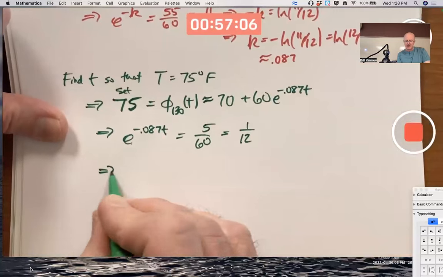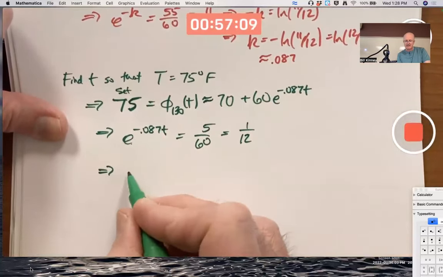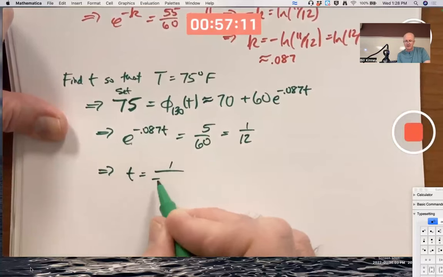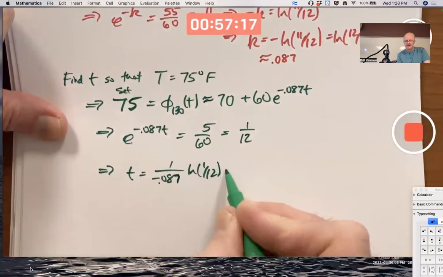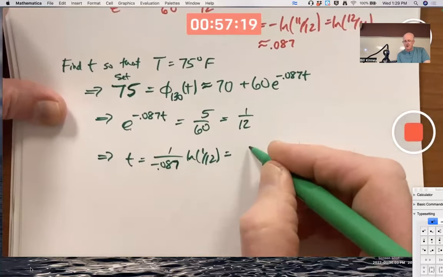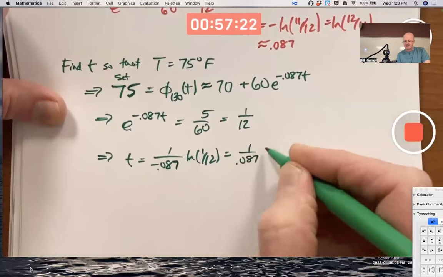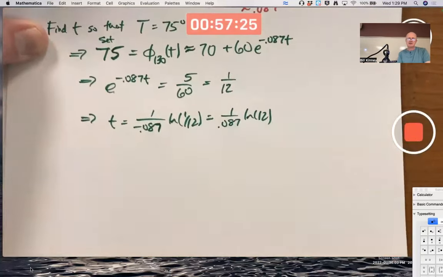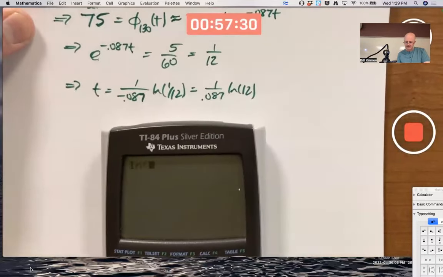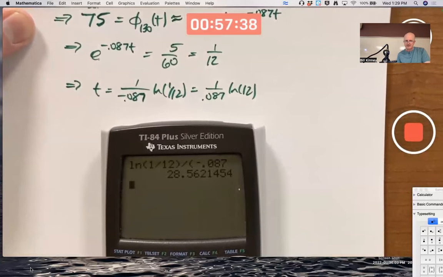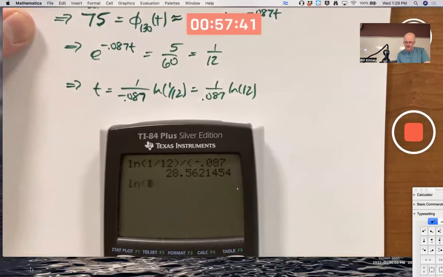And that means take the log of both sides, divide by negative 0.087. t is 1 divided by negative 0.087 times the natural log of 1/12. You could also write that using properties of logarithms as 1 over positive 0.087 times the natural log of 12. Either answer is correct. They give the same thing, in fact. Natural log of 1 divided by 12, all divided by negative 0.087. It's about 28.6, as well as natural log of 12 divided by positive 0.087. Same thing.